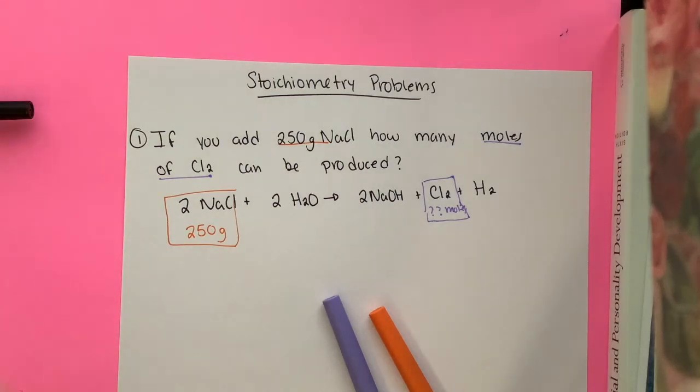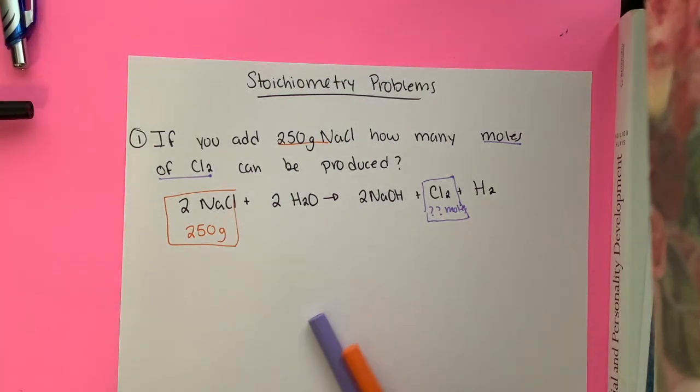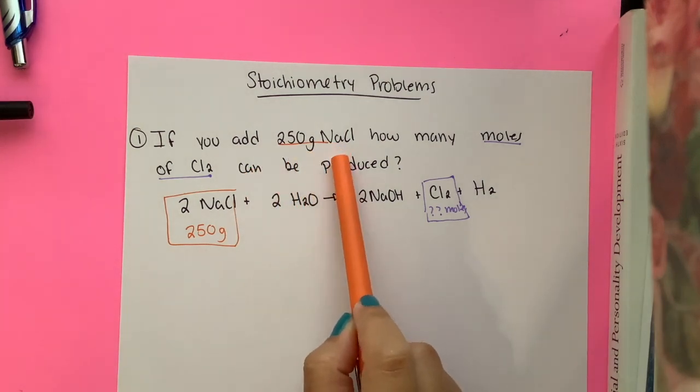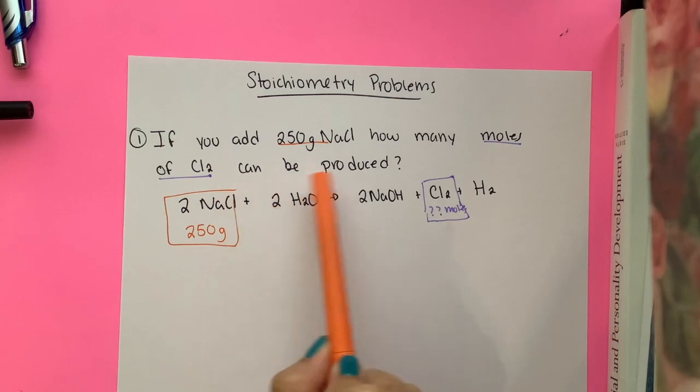Okay, so today we're going to go over the stoichiometry problems that you guys had for homework. The first question says, if you add 250 grams of sodium chloride, how many moles of chlorine can be produced?